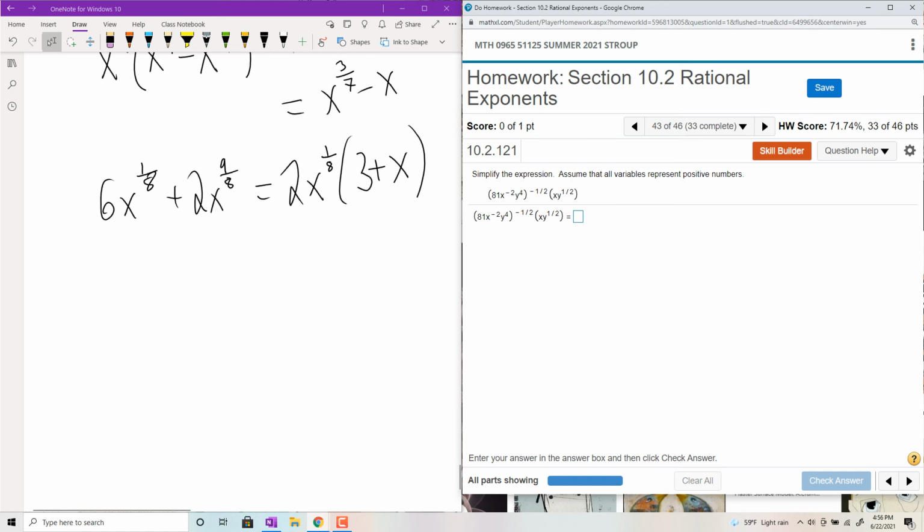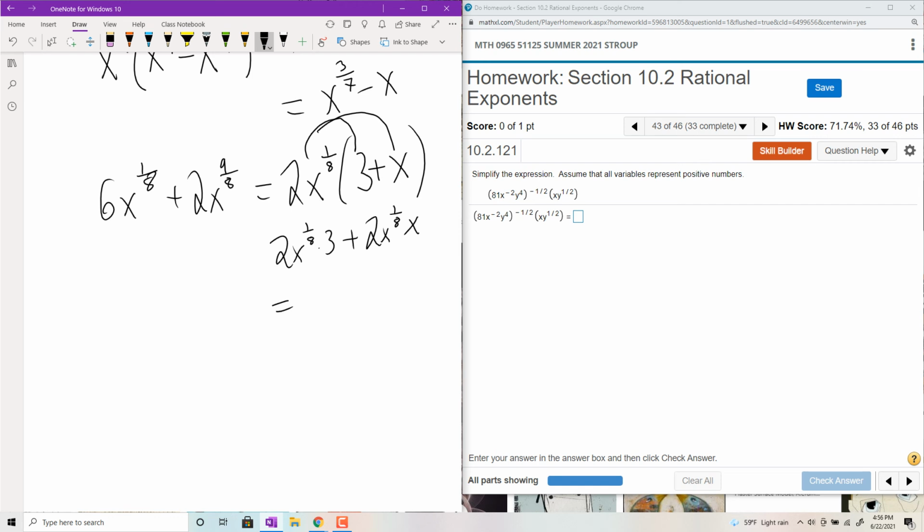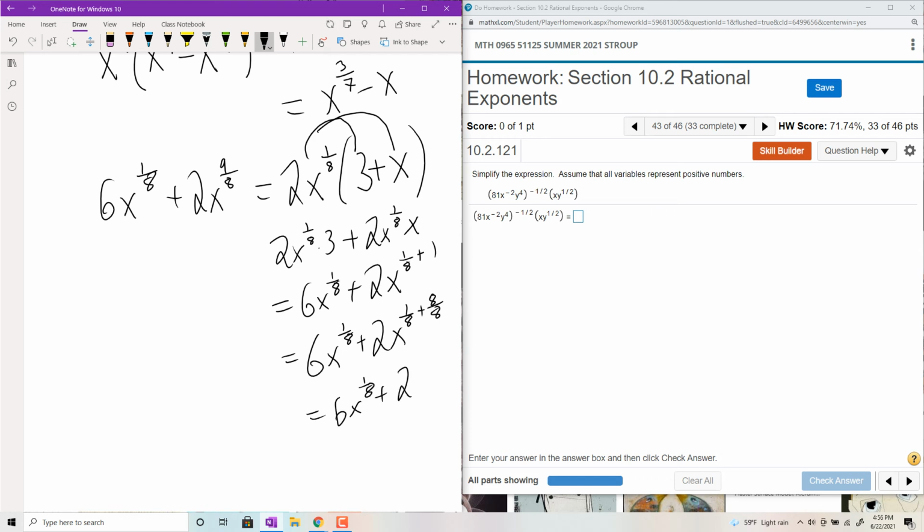Simplifying on steroids. And of course, if you don't see that worked, you can redistribute, and you'll see you're adding exponents on that last one. So it'd be 2x to the 1/8 times 3 plus 2x to the 1/8 times x, and that would be 6x to the 1/8 plus, and then you have to add the exponents on that second term. So x to the 1/8 plus 1, then you need that common denominator, 2x to the 1/8 plus 8/8, and then you get 6x to the 1/8 plus 2x to the 9/8.